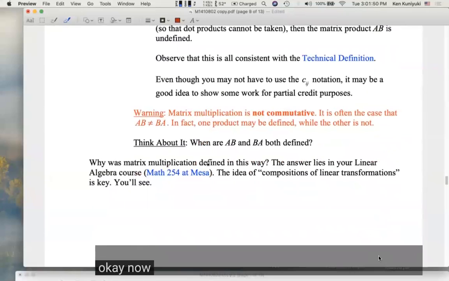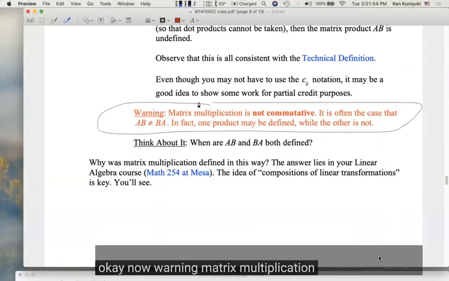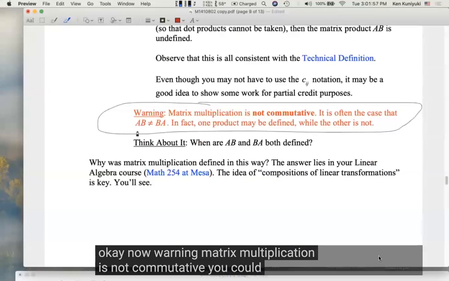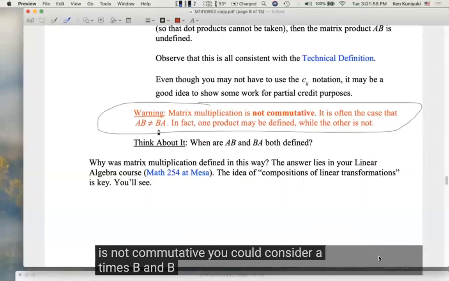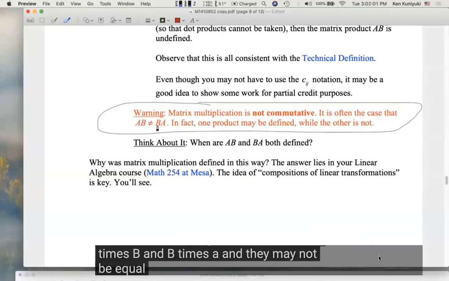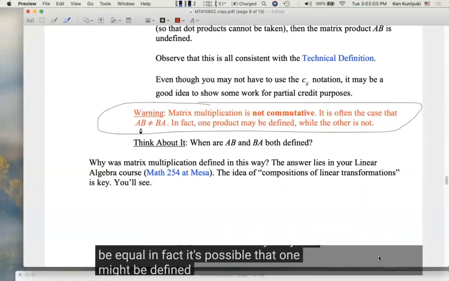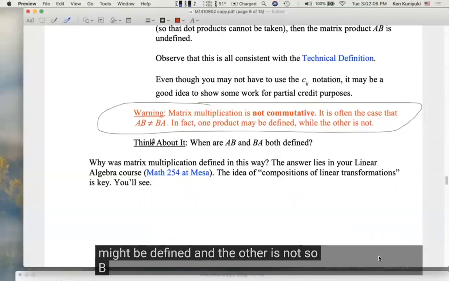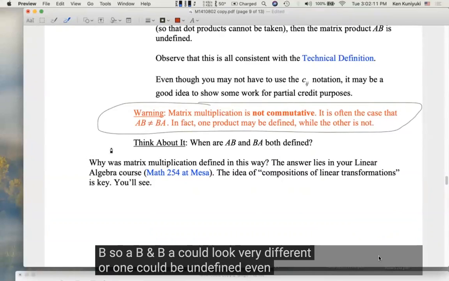Okay. Now, warning, matrix multiplication is not commutative. You could consider A times B and B times A, and they may not be equal. In fact, it's possible that one might be defined and the other is not. So AB and BA could look very different, or one could be undefined even, or both.